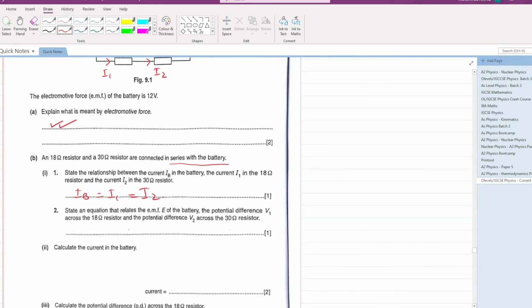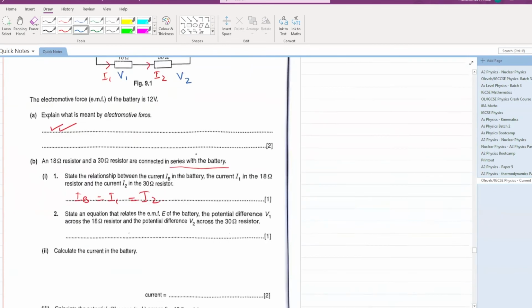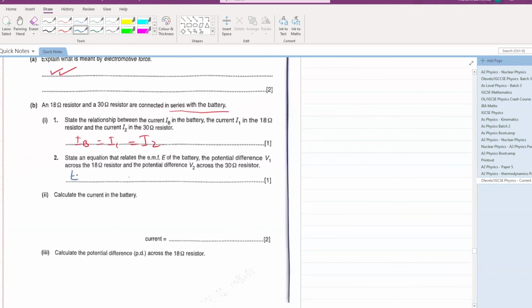State an equation that relates the EMF of the battery, the potential difference across 18 ohm, and the potential difference across 30 ohm. So we have to state an equation which relates the EMF to voltage 1 and voltage 2. We know that in series, the combined voltage is equal to the EMF. V1 plus V2 is equal to the EMF.